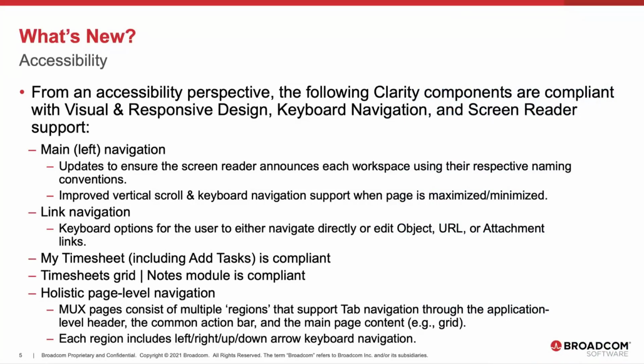And so, what's new specifically? The main left navigation has been updated, so the screen reader announces each workspace using their respective naming conventions. And there's an improvement that's been put in place for vertical scroll and keyboard navigation support when the page itself is maximized or minimized. Keyboard options are now in place for users to either navigate directly to or edit an object, like a project name or an investment name, URL, or an attachment link.